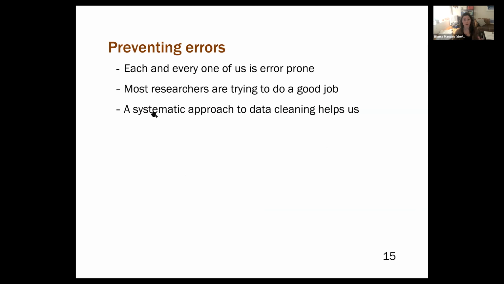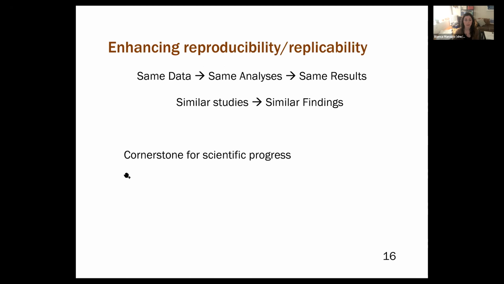So we're all error prone. I make a lot of mistakes. We all do, but most of us, I think, are trying to do a good job and trying to produce good research. But having some sort of a systematic approach to data cleaning can help us identify the holes in our data cleaning processes. Such an approach also enhances reproducibility and replicability, which is a cornerstone for scientific progress. I won't get into why, but if a finding occurs once, that's great, but that's not very strong evidence for something happening.